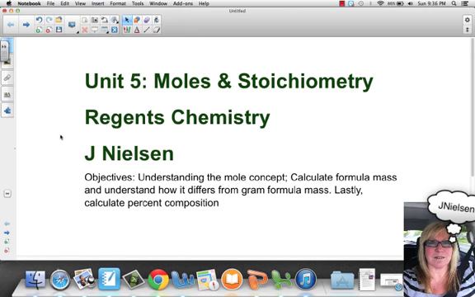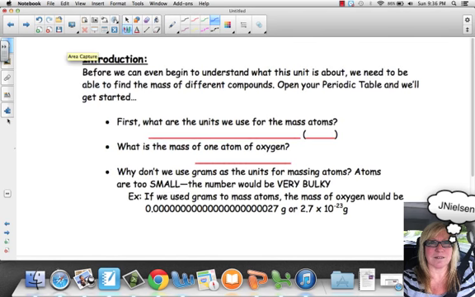So in this first lesson, we're going to understand the mole concept. We're going to learn how to calculate formula mass and how it differs from gram formula mass. And then lastly, we will calculate percent composition. Before we can even begin to understand what this unit is about, we need to be able to find the mass of different compounds. So you need your periodic table.